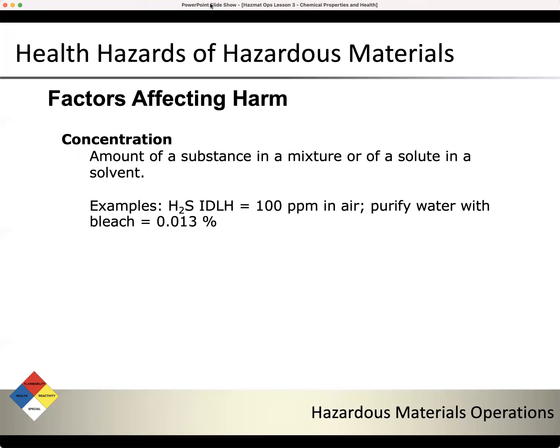Okay. So for example, H2S, hydrogen sulfide. The ideal concentration is 100 parts per million in air. In order to purify water with bleach, you need 0.013% of bleach in water. Depends on the concentration. Above that, it's dangerous. Either one of those, the concentration, parts per million, percent. There's always a comparison, an amount to another amount.